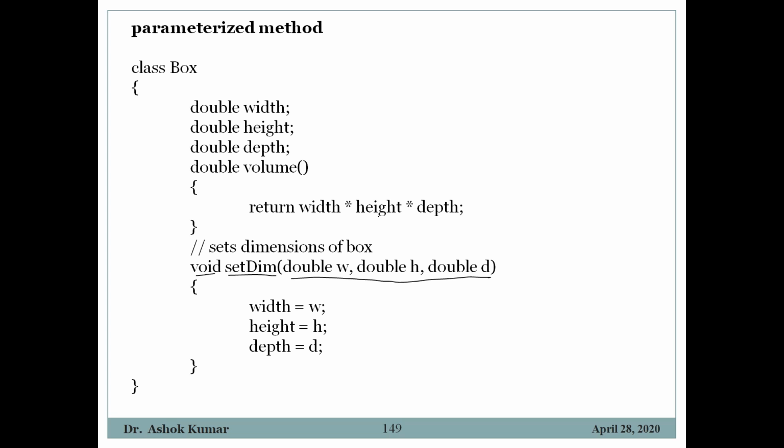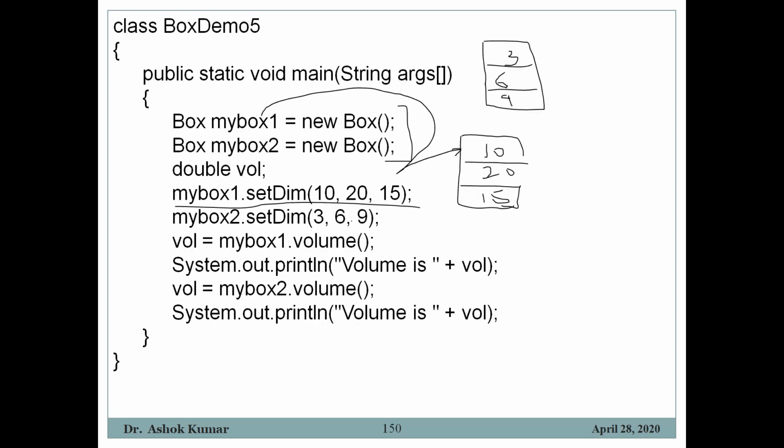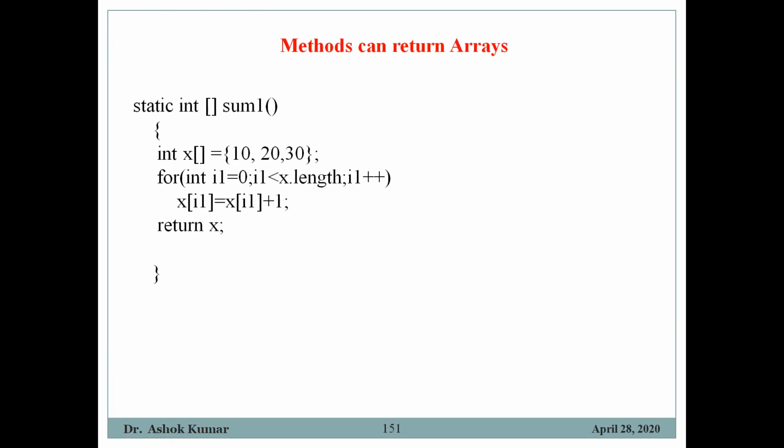When it is called, this method will be executed and it will return width, depth, and height. This width, depth, and height is basically of my box 1. So these three values will get multiplied and that will be returned to the left hand side variable. This is what we discussed yesterday. I'm not going into more detail because we discussed this in the previous lecture.